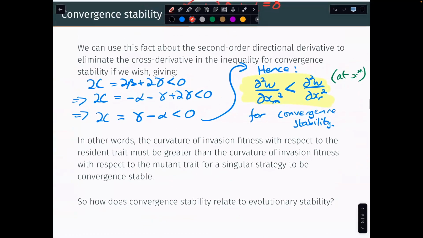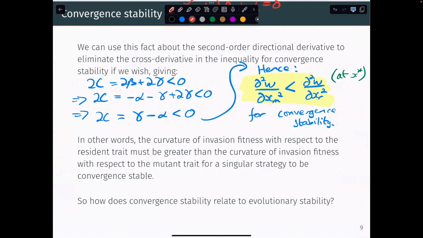Okay, so W, remember, is just a function in R2, just 2 dimensions. So you can think about its curvature in the direction of one of these traits, xm, or in the other, xr. This is really just saying the curvature of your invasion fitness with respect to your resident trait, in that particular direction, has to be greater than the curvature of your invasion fitness with respect to the mutant trait. This ensures convergent stability. This is essentially all this is saying.